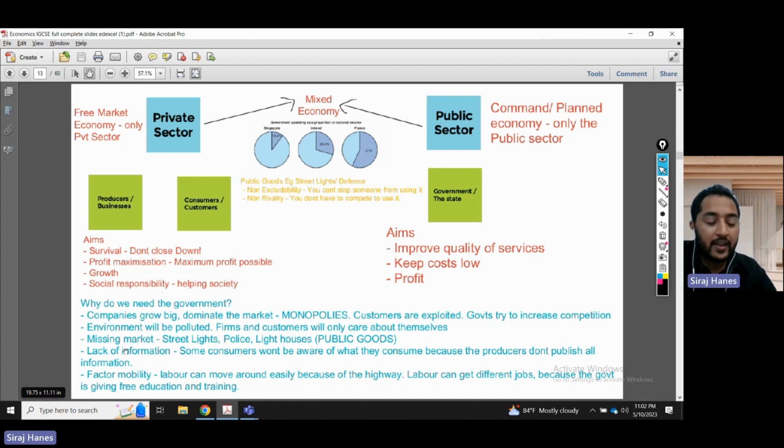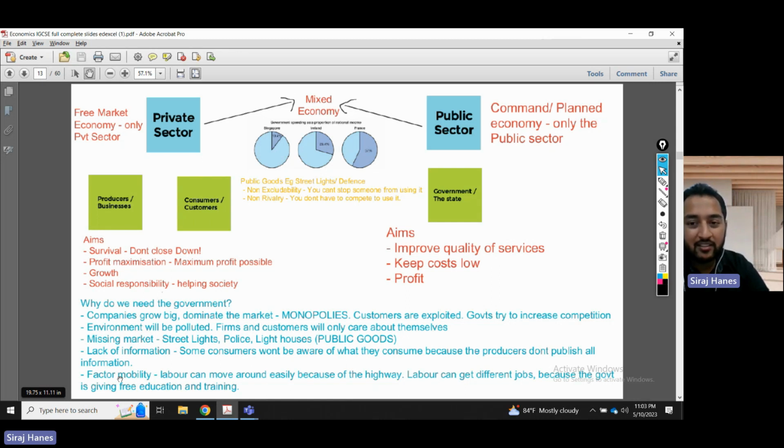And finally, factor mobility. Labor can't move around easily. They can't, unless the government jumps in and puts in some highway of some sort, train service, something. The government needs to make the roadways. Now labor can move from place to place. They can get jobs. Not only that, the government can also give free education and training so labor can find a different job. I'm a teacher. Maybe they can train me to become a magician. So that's factor mobility.